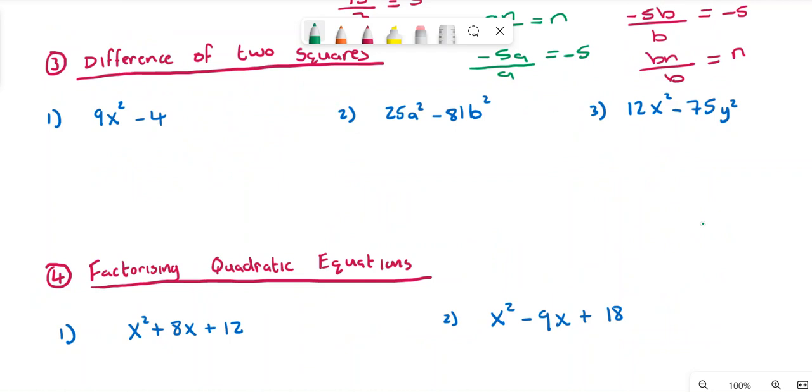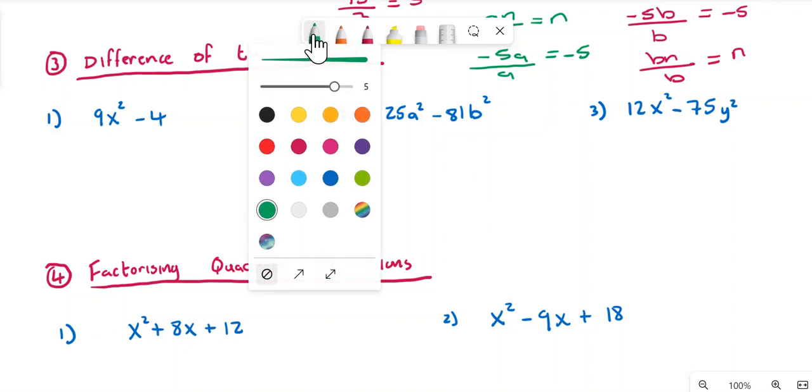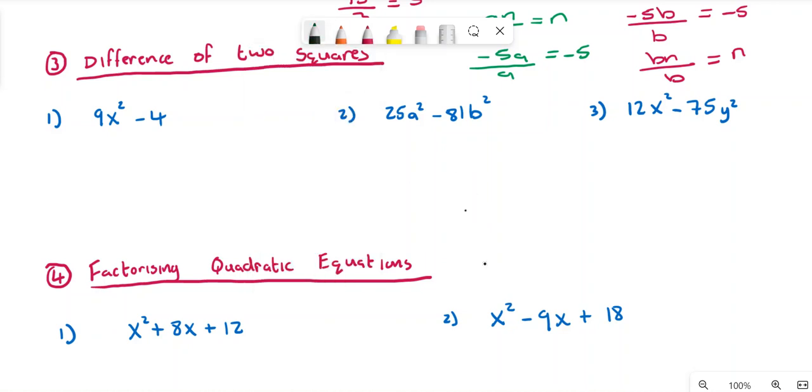So the next method then is using the difference of two squares. In order to understand this and work with this, let's just put down some important numbers. So for example, the number 1, the number 4, the number 9, 16, 25, 36, and 49.